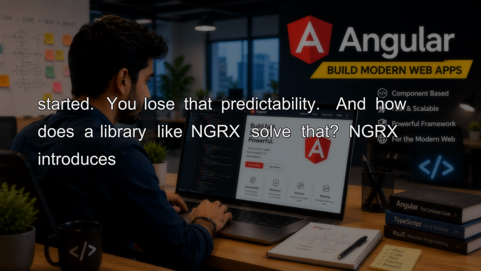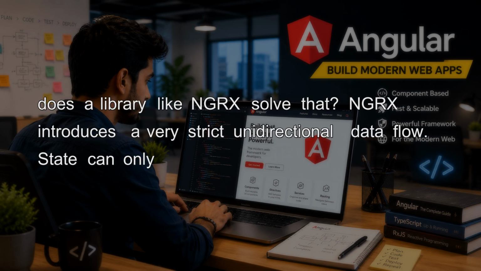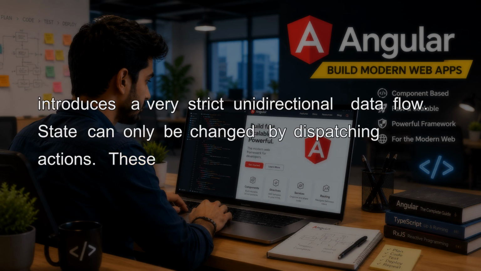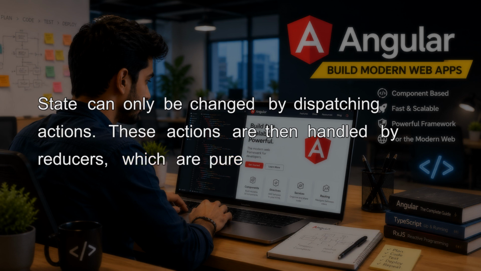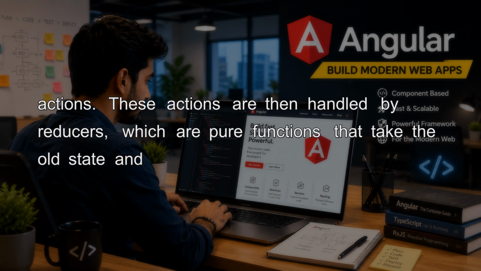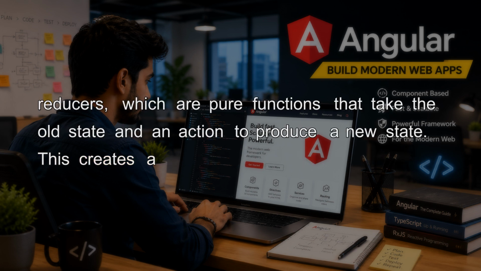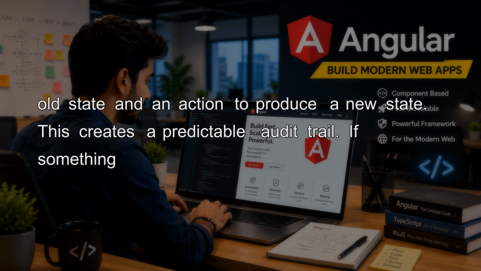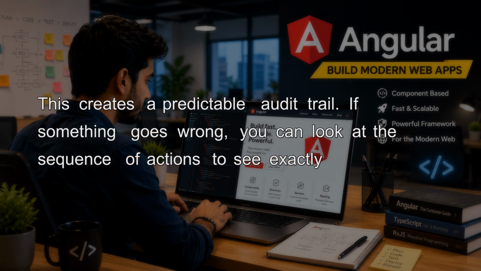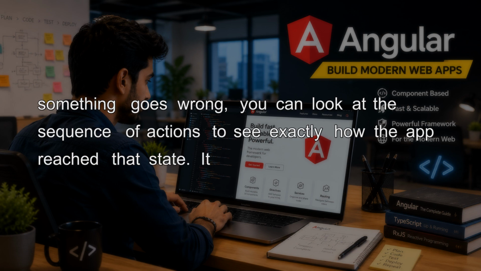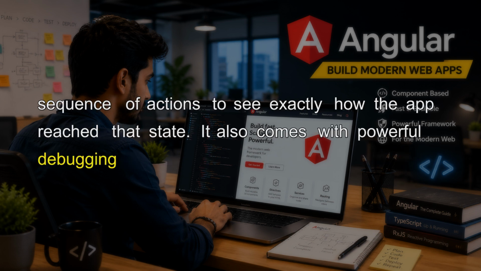ngRx introduces a very strict unidirectional data flow. State can only be changed by dispatching actions. These actions are then handled by reducers, which are pure functions that take the old state and an action to produce a new state. This creates a predictable audit trail. If something goes wrong, you can look at the sequence of actions to see exactly how the app reached that state. It also comes with powerful debugging tools like the Redux dev tools.